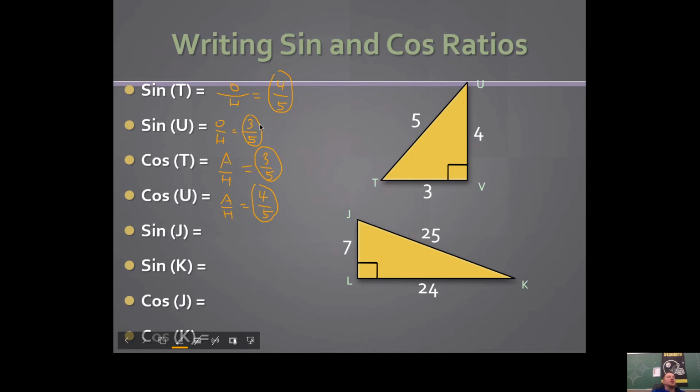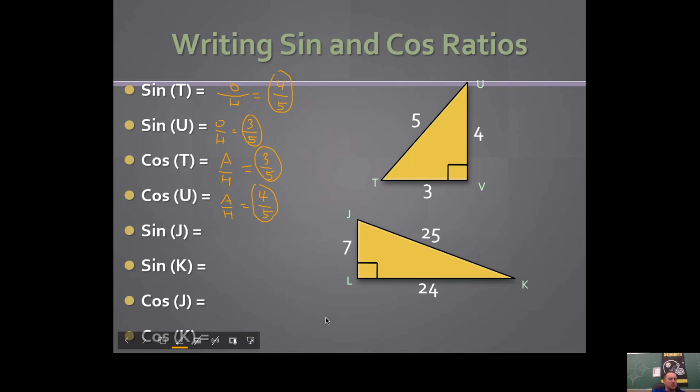So if we stop and compare again, notice how the sine of an acute angle is 3/5. The cosine of the other acute angle is also 3/5. Same thing up here. Sine of an acute angle is 4/5. Cosine of the other acute angle is also 4/5.